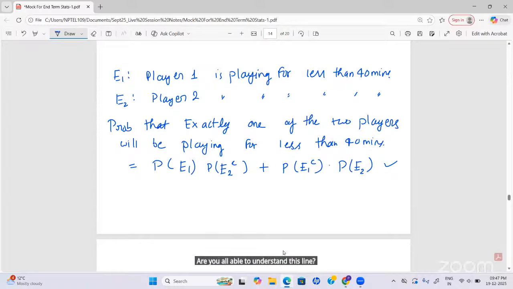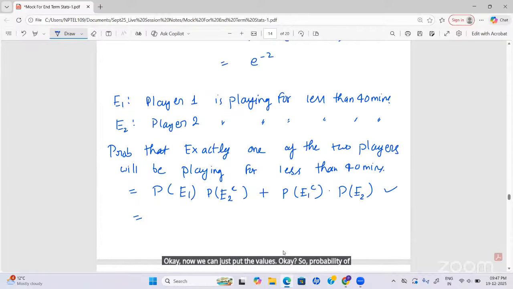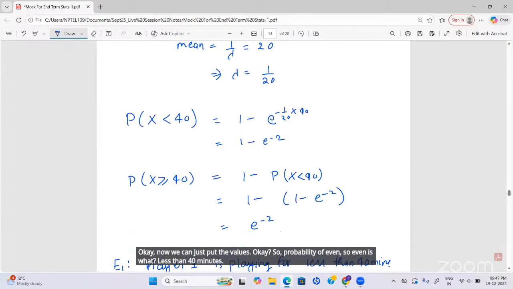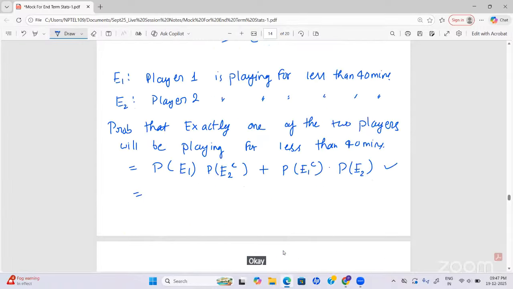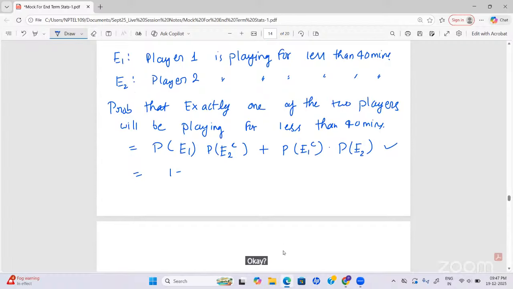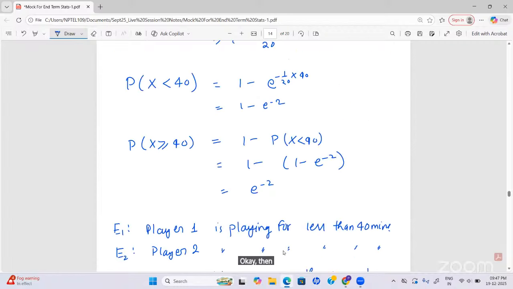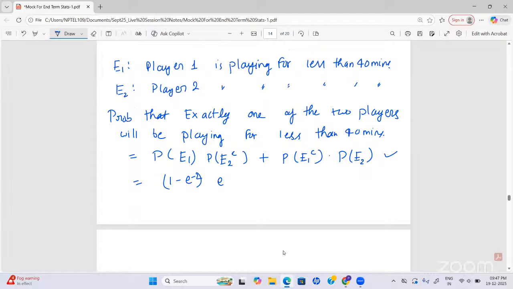Yes, ma'am. Okay, now we can just put the values. So probability of E1. So E1 is what? Less than 40 minutes. Less than 40 minutes is what? 1 minus e to the power minus 2. Then E2 complement, which means x greater than 40, which is e to the power minus 2.